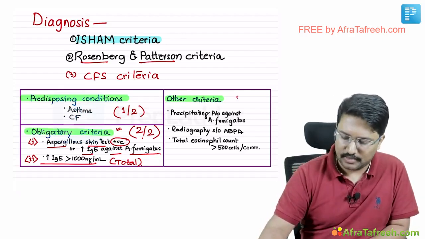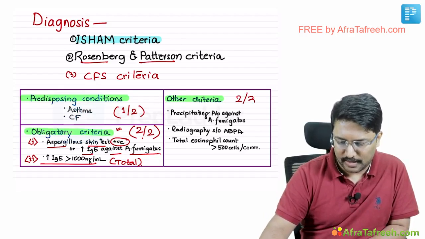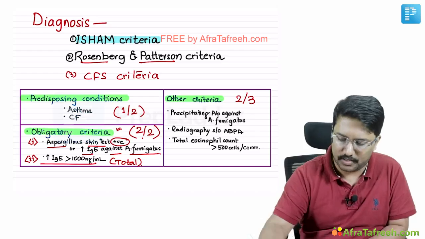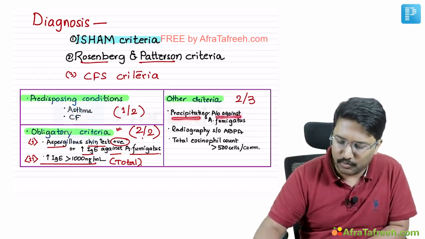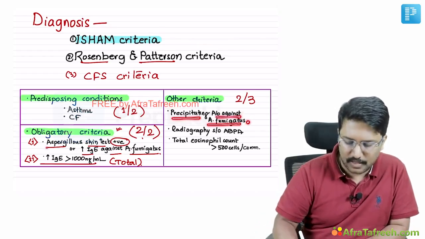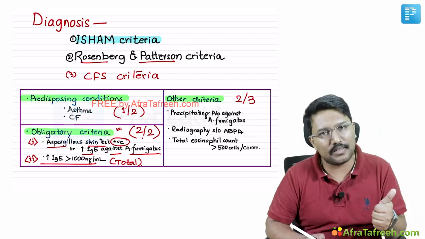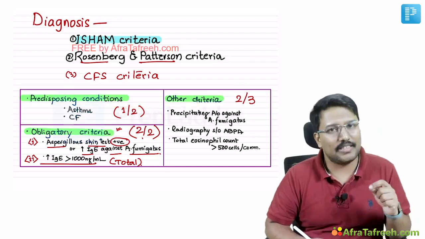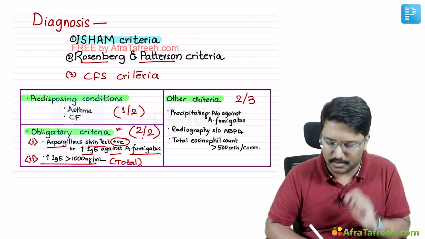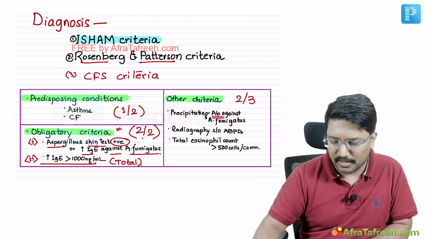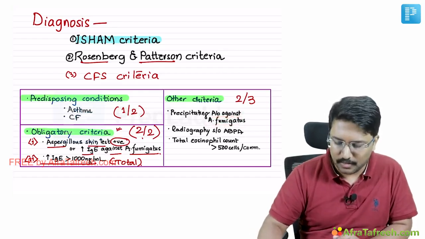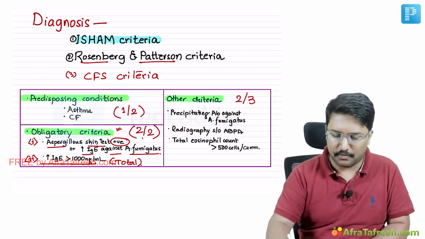After that you need to look at the other criteria, where you are looking at the presence of 2 out of the 3 criteria listed here as other or supportive criteria. What are those? Precipitating antibodies against aspergillus fumigatus. So please do not confuse this with aspergillus skin test positivity. Skin test positivity is an obligatory criteria. IgE specifically against aspergillus fumigatus in the blood is an obligatory criteria. Precipitating antibodies against aspergillus fumigatus is a supportive criteria, right? It's not mandatory.